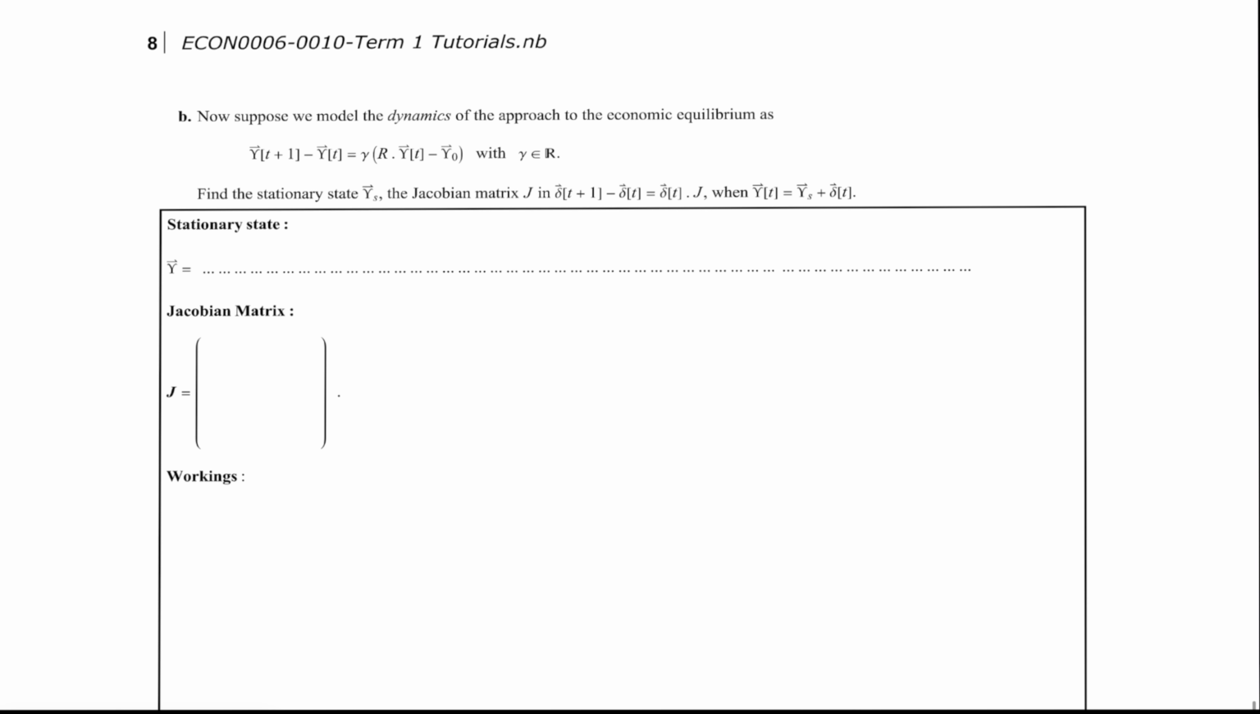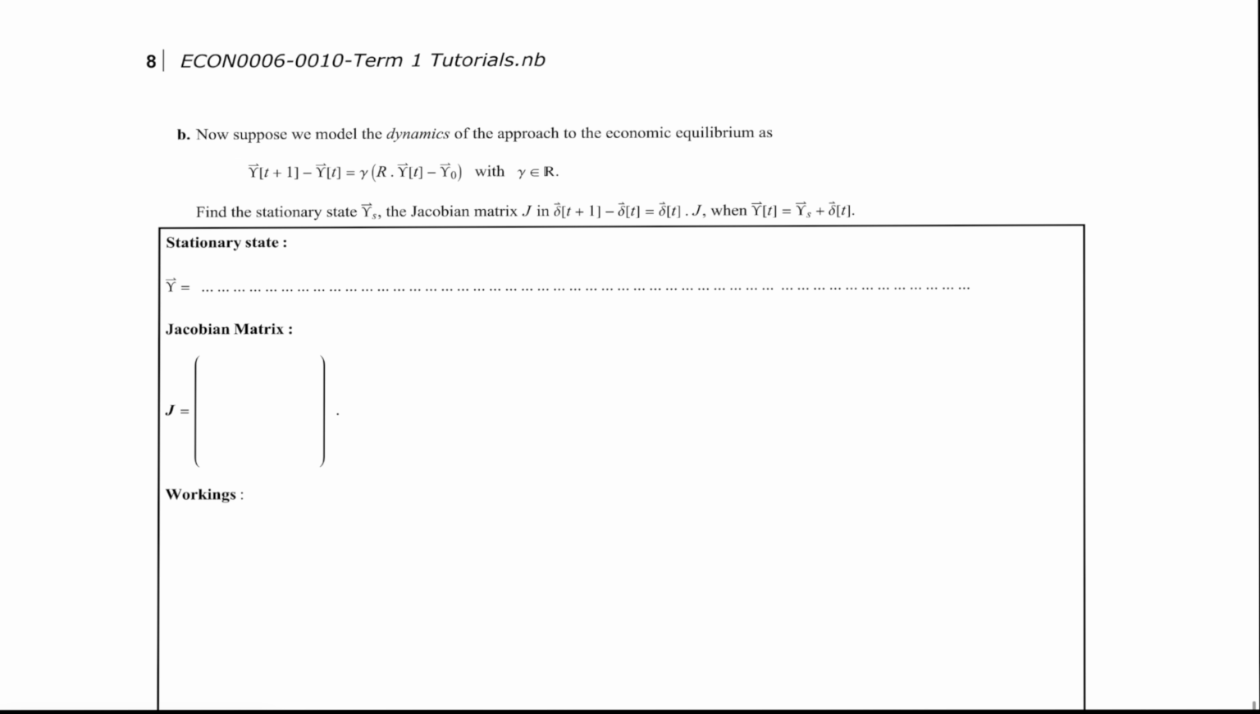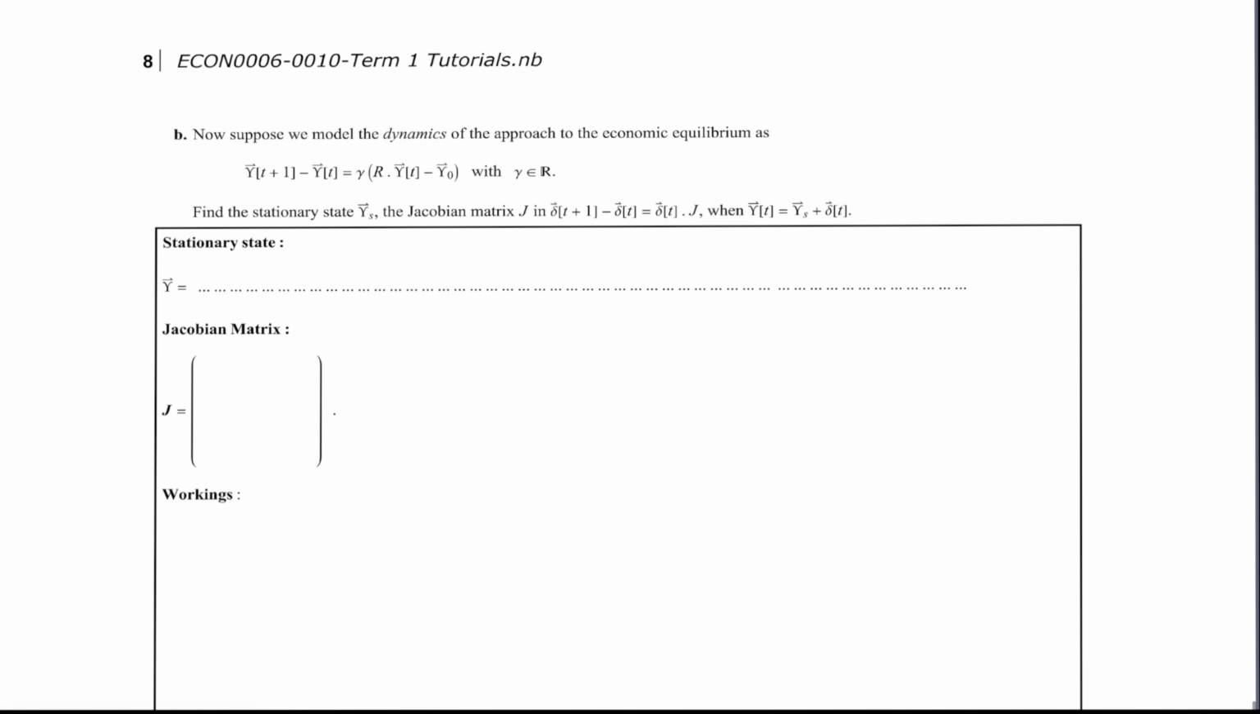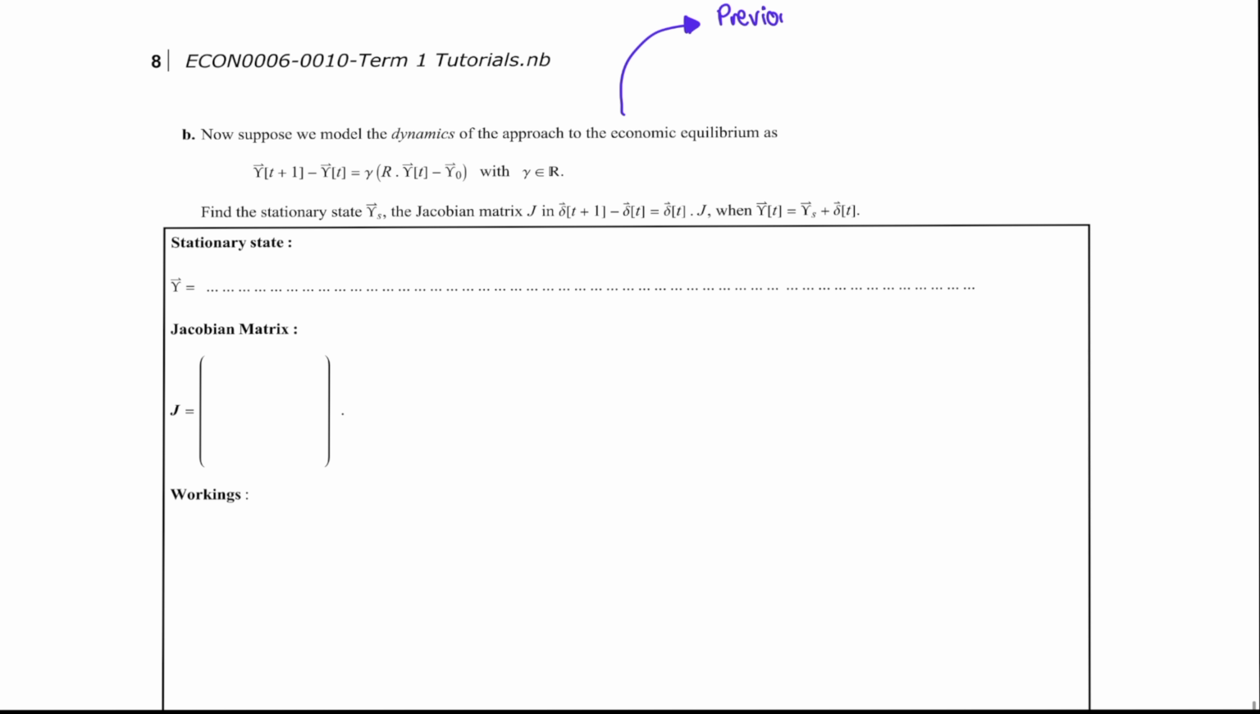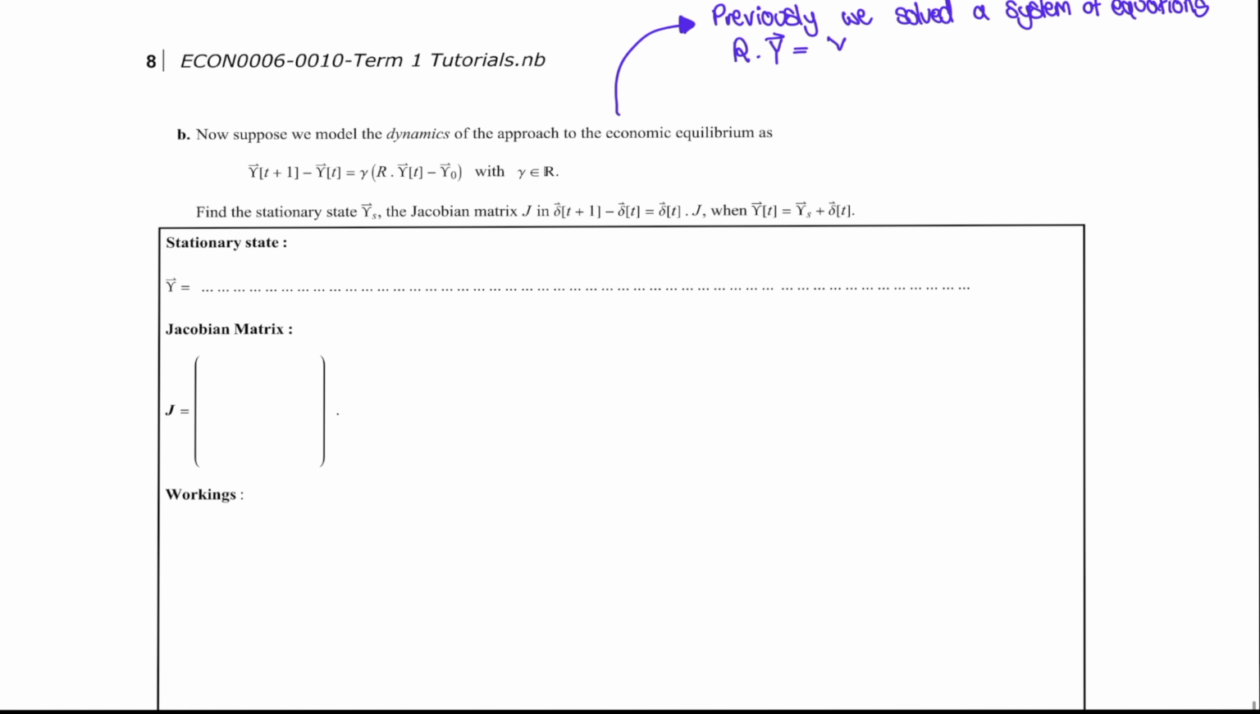Right. Let's just have a quick think about what this is actually saying. So what we have here is previously we solved a system of equations which was the matrix R multiplied by the vector y was equal to the vector y naught. And what we did here, we found the steady state.